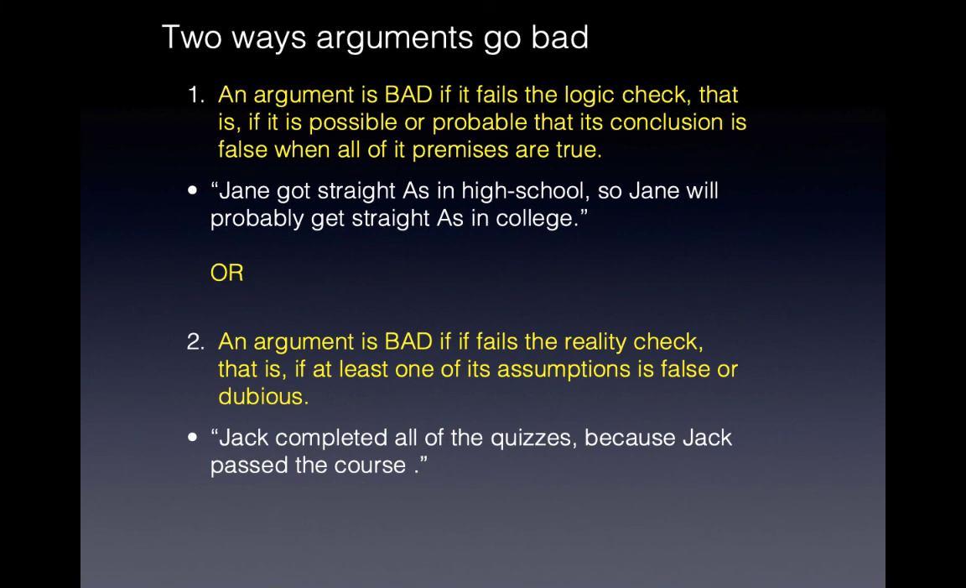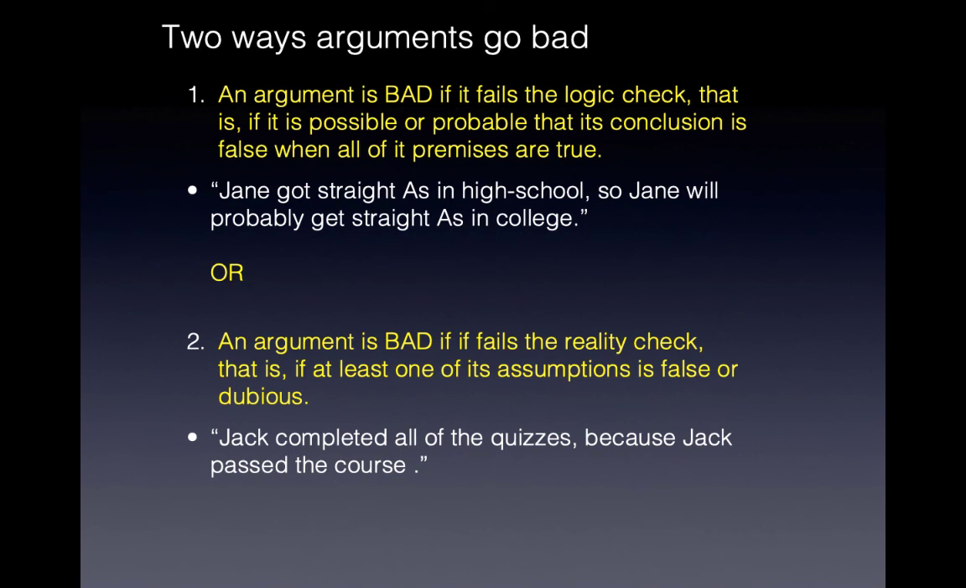The second way an argument goes bad is if it fails the reality check. That is, if at least one of its assumptions is false or dubious. In fact, if you find one false assumption, then you're done. You don't have to proceed and check all of them. Now, I recommend you do the logic check first. You can save a lot of time if you check the logic. You don't have to check the facts. You don't have to argue with people about what counts as evidence for and against alleged facts. You can just show that the logic doesn't preserve truth, so you don't necessarily get the conclusion, even if you grant all the assumptions are true.